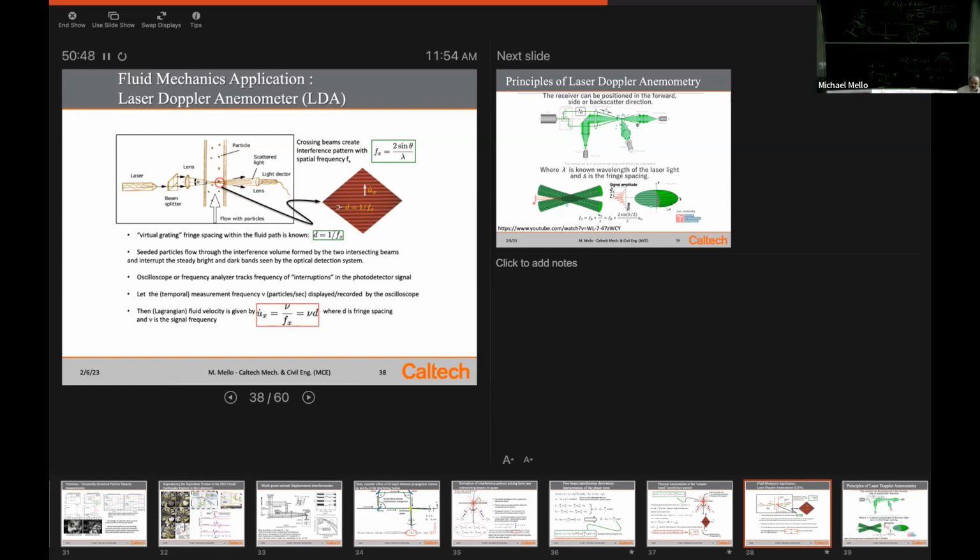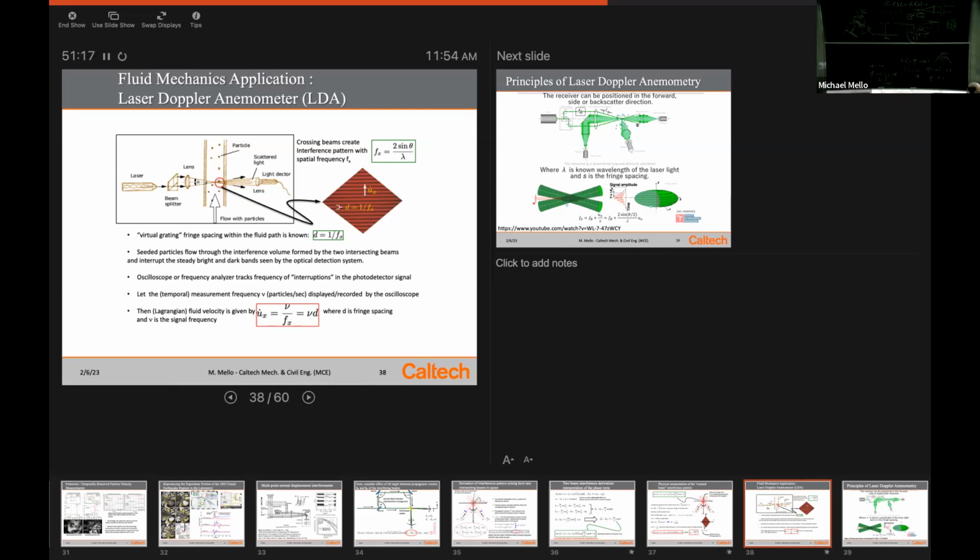Well, these particles come streaming by, these tracer particles. They come streaming by, and with some velocity, they intercept dark fringes, and then they don't scatter any light. And then they suddenly hit a bright fringe, and then they scatter light. And then a dark fringe, and then they don't scatter light. So what have you just done? You've put a grid in the fluid medium.